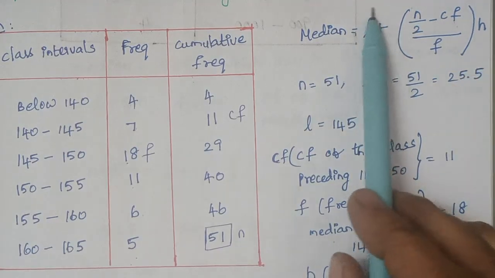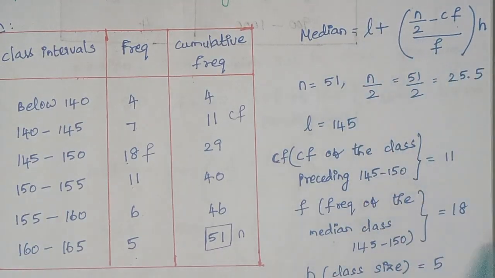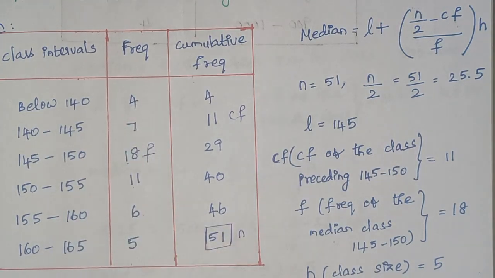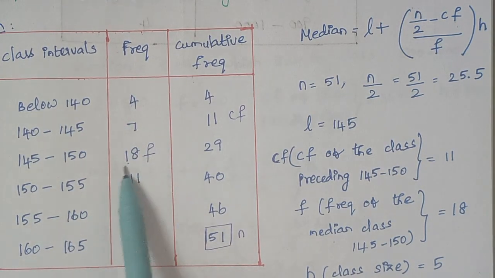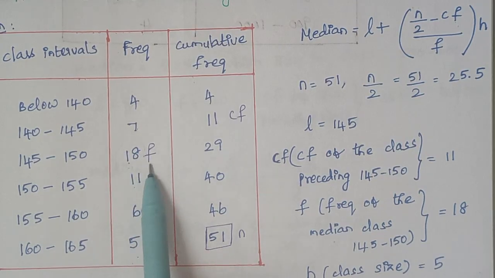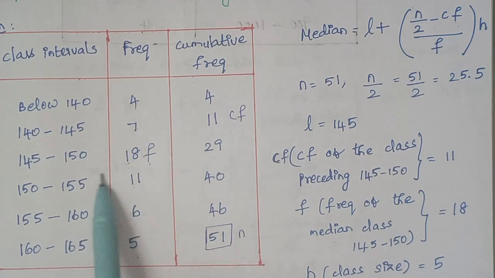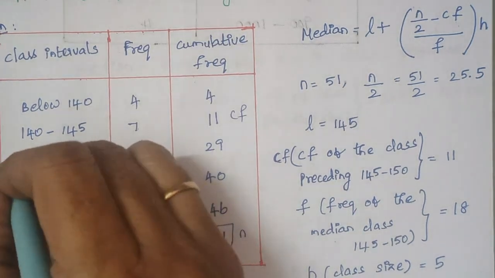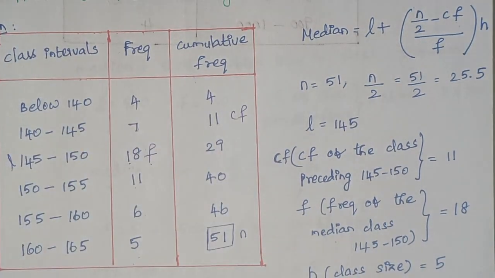So here what is the value of L? As usual, from the frequency column pick up the highest frequency. So here 18 is the highest number. So 18 denotes the value of f. And what about the respective class? The respective class is 145 to 150. So this is your value of L.